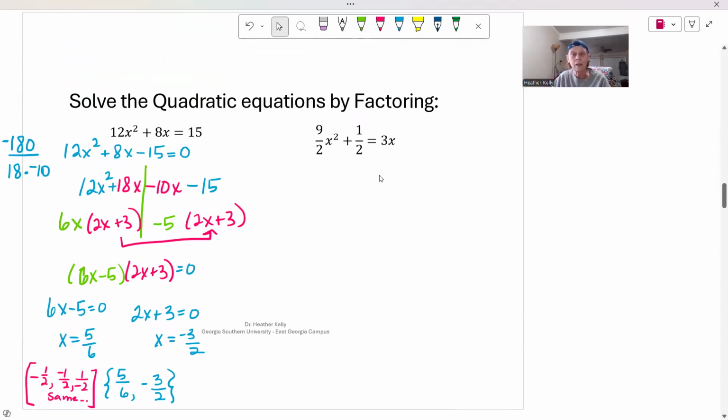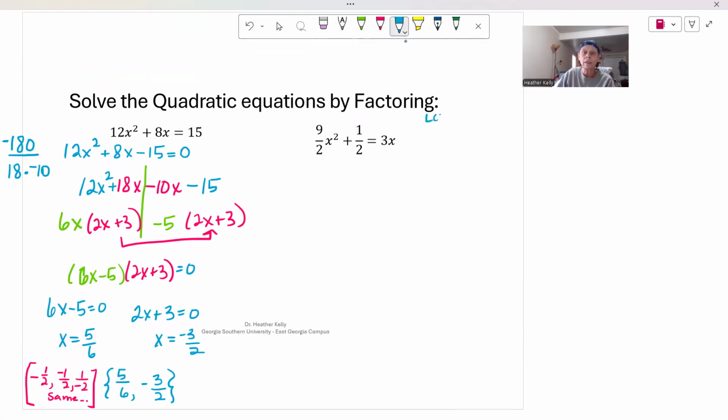Aha! We have some fractions. Okay. Now we did this in the last class where we got rid of the fractions right away by multiplying through by the LCD, and we're going to do the same thing here.